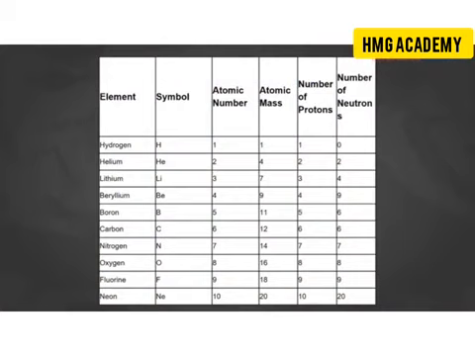Now let's take a look at this table. You see the elements, their symbols, their atomic number, atomic masses, number of protons, and then number of neutrons. If you remember in our earlier classes, we told you that the atomic mass can be calculated by adding the proton number and the neutron number. So if you check the column of the number of protons and that of number of neutrons, if you add up the two columns, you will always get what will be on the atomic mass column for each of the elements.